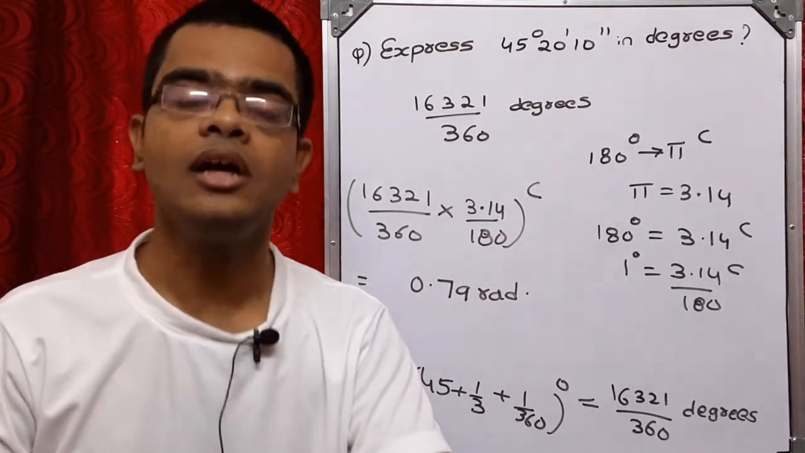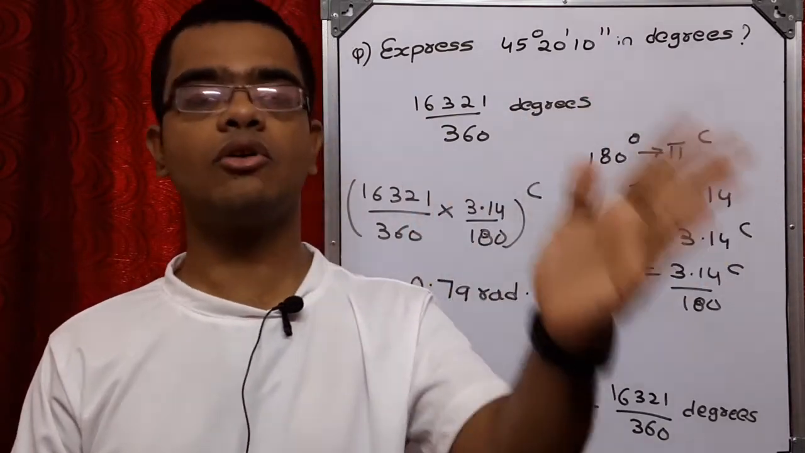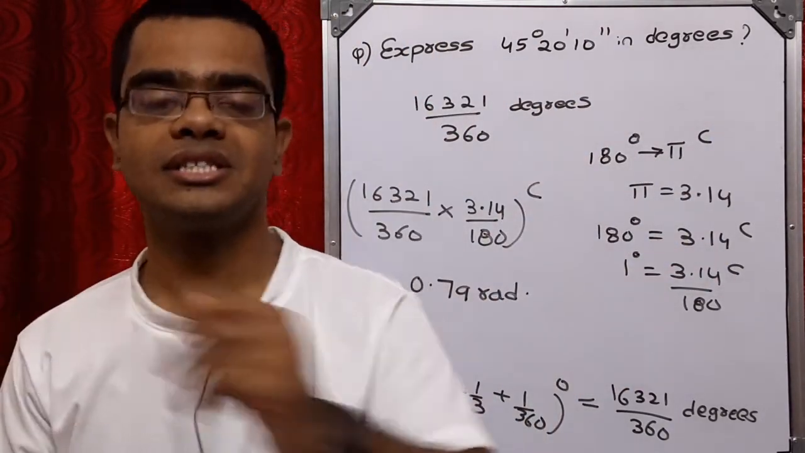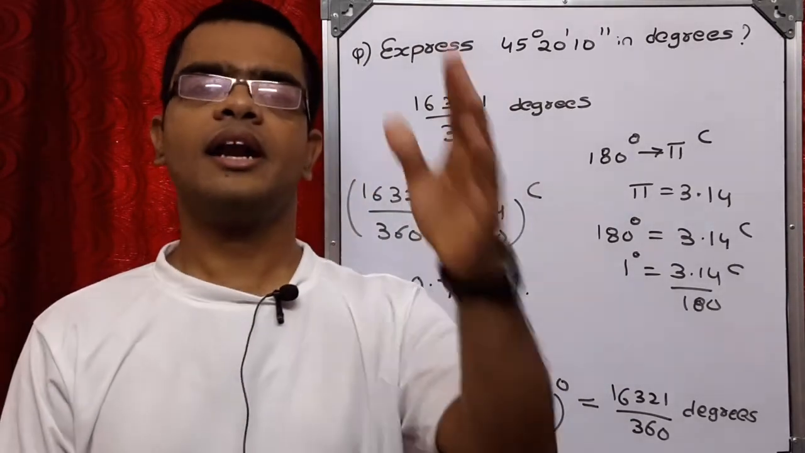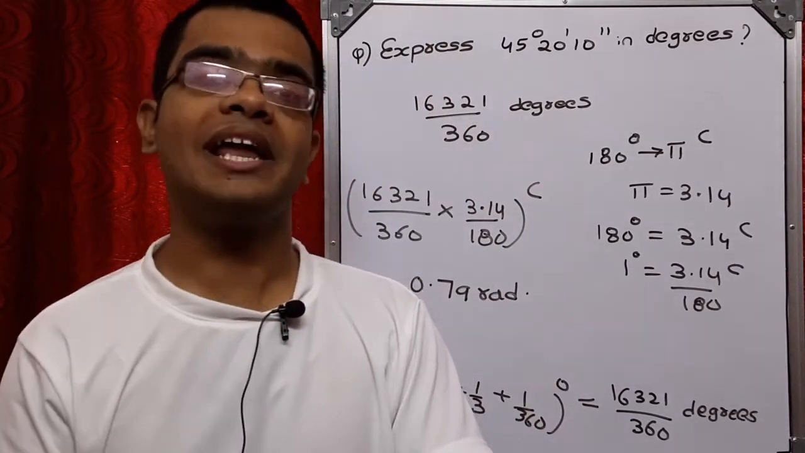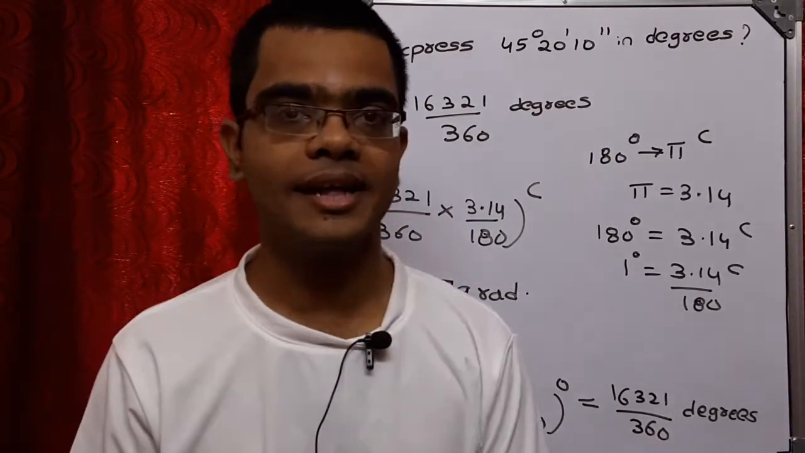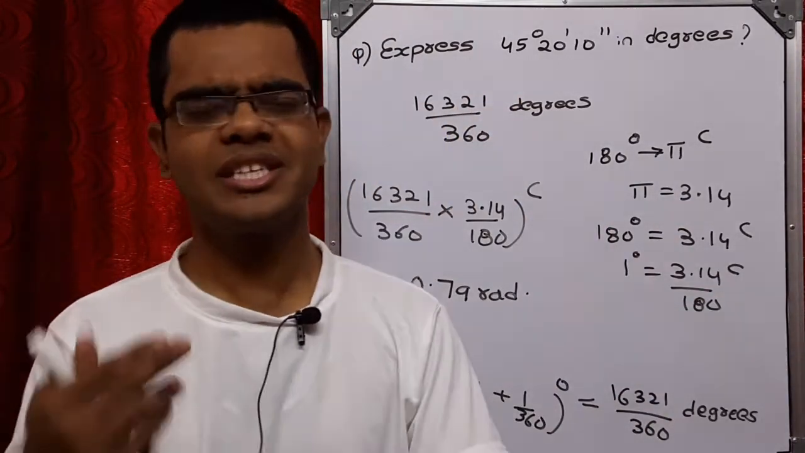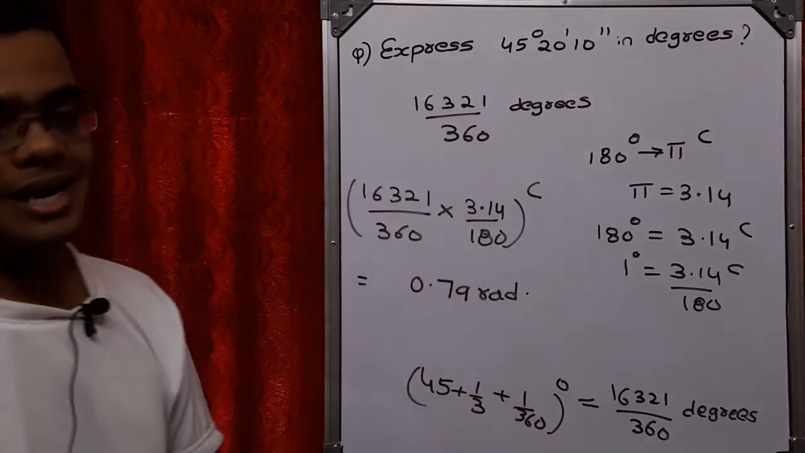So this is how we convert degrees into radians, or minutes into radians, or seconds into radians. Anything we can convert. There are only two things we have to remember: 1 degree is equal to 60 minutes, that is the traditional conversion system, and 1 minute equals 60 seconds, and 180 degrees is equal to pi radians. This is easy to remember because 180 degrees is pi radians and 360 degrees is 2 pi radians. 180 degrees in pi radians is easier to remember. That's why I have used that classification.